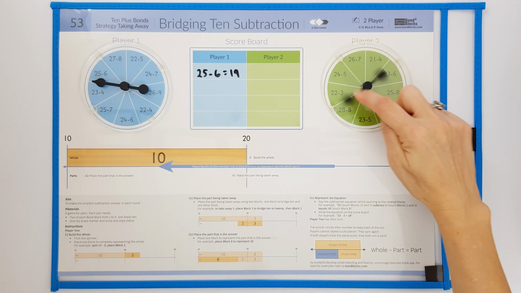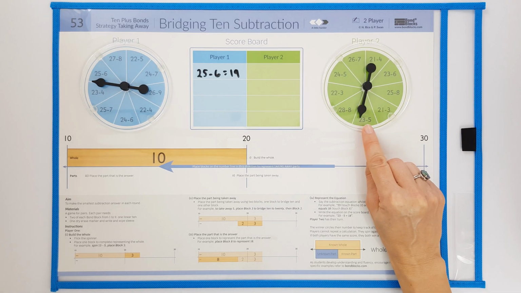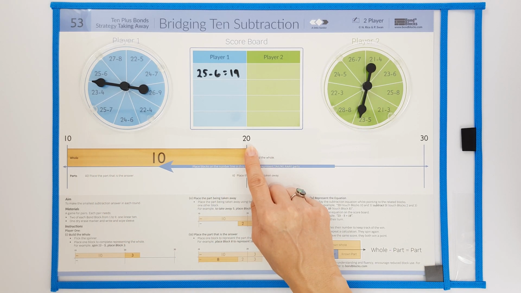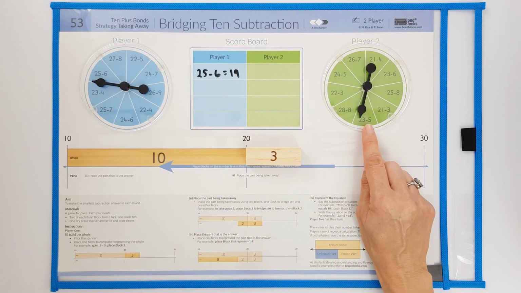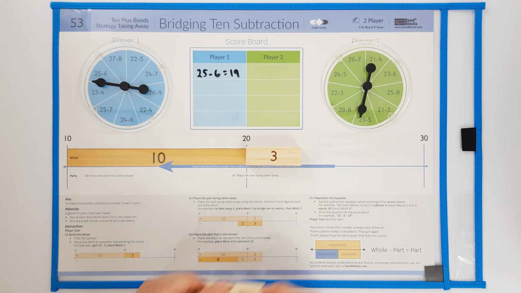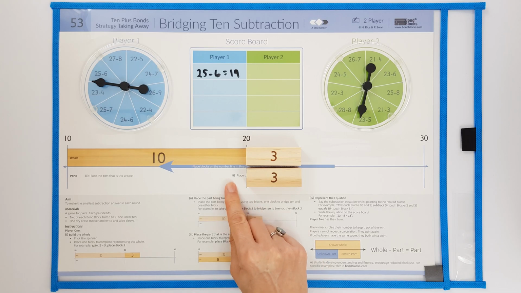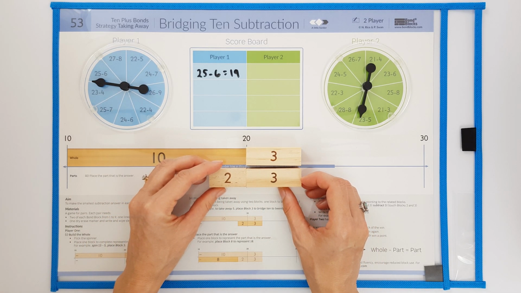Player 2 has their turn, and I'm going to model spinning 23 subtract 5. First they build the whole of 23. They then take away the part of 5 in 2 blocks. First, they take away 1 block to bridge 10 to 20, and then they complete taking away the part of 5.